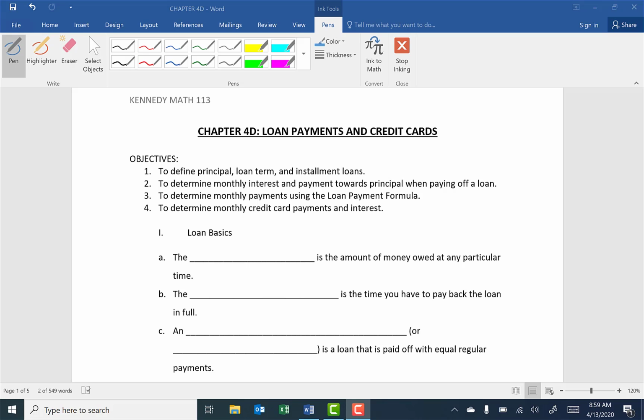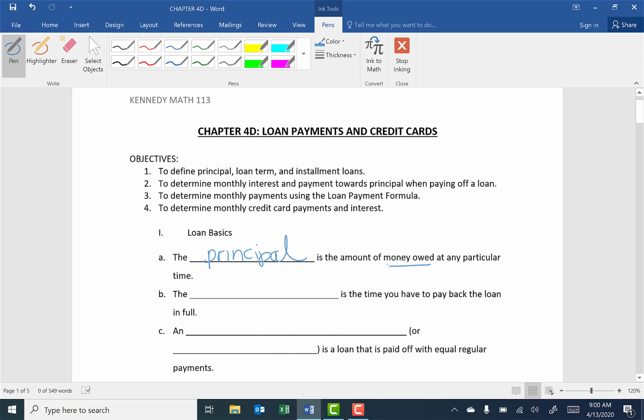So this chapter focuses on paying back your loans, especially credit card debt. You're going to be amazed at how much you pay back for money when you use your charge cards. And we start with the loan basics, and we have some definitions here. And we see that the blank is the amount of money owed at any particular time. This is called the principal. Okay, so that's the money owed. The principal is the money owed.